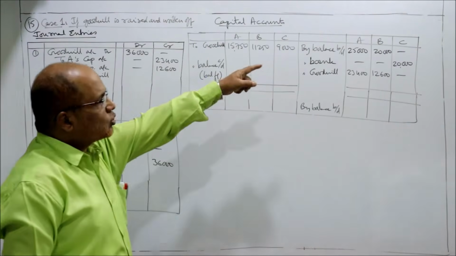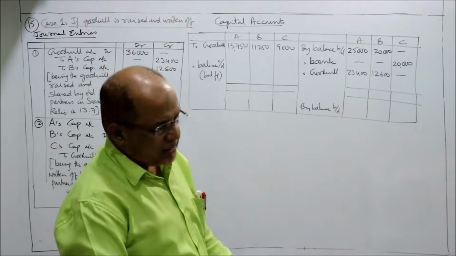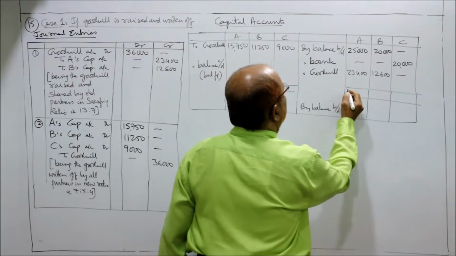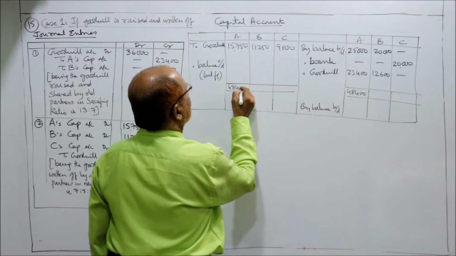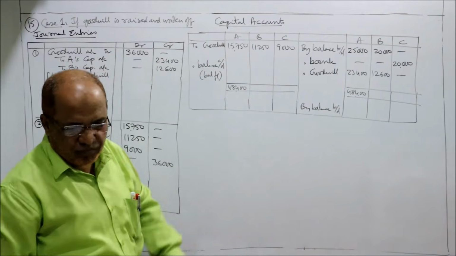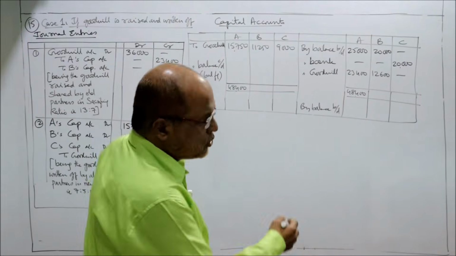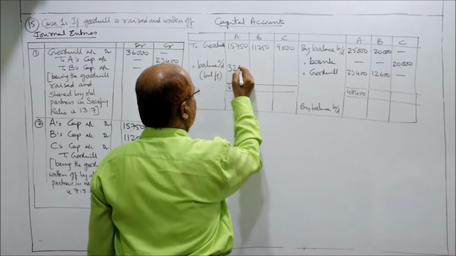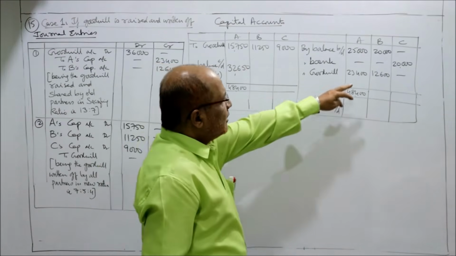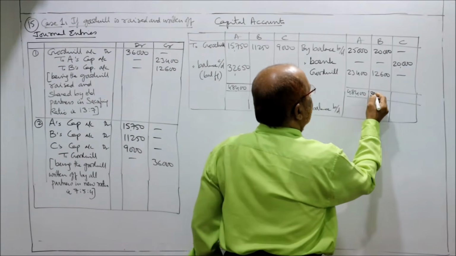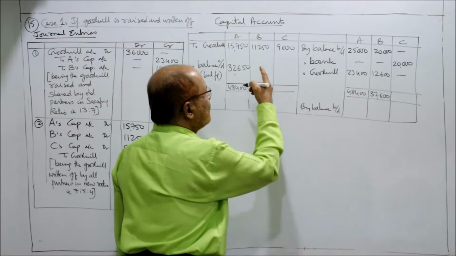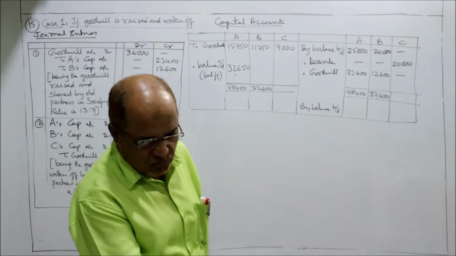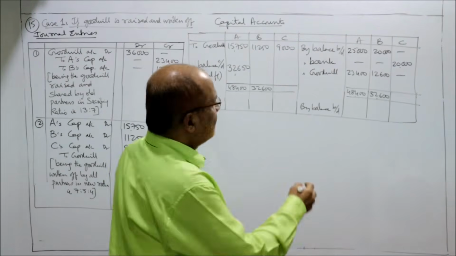Now, find out the total on the credit side. Credit side total is 48,400. 48,400 minus 15,750, you will get 32,650. Similarly, 32,600. Out of 32,600 minus 11,250, it is 21,350.